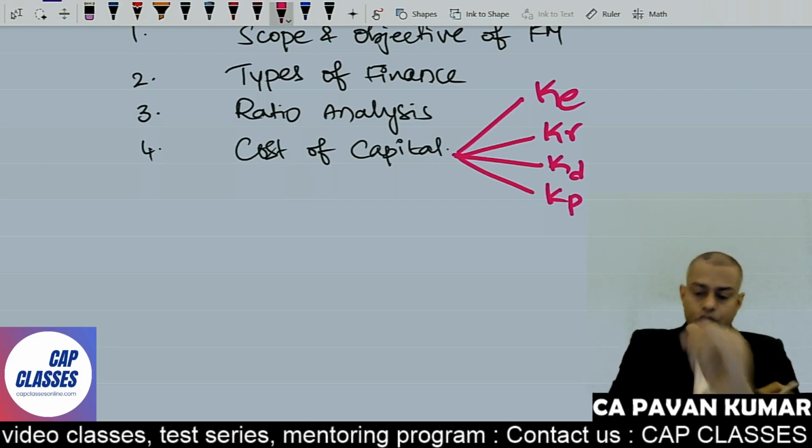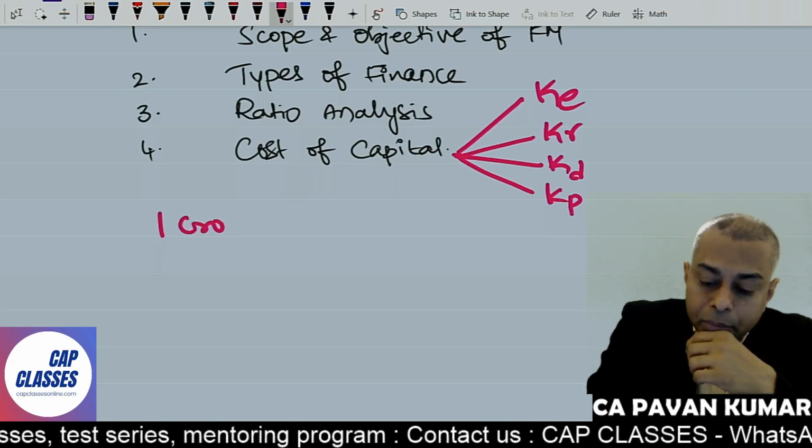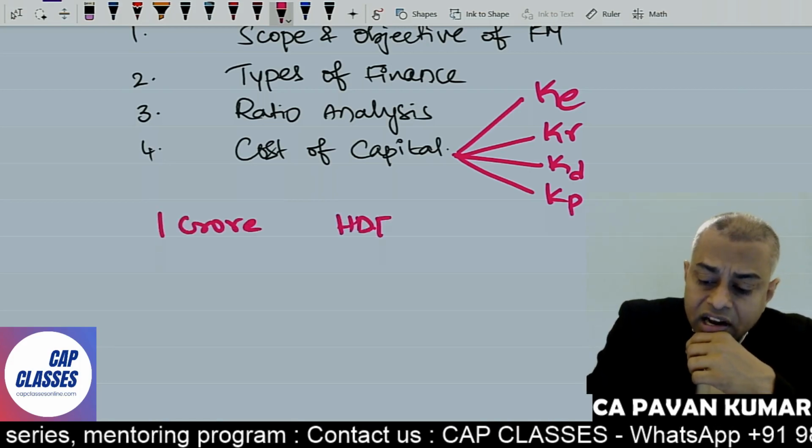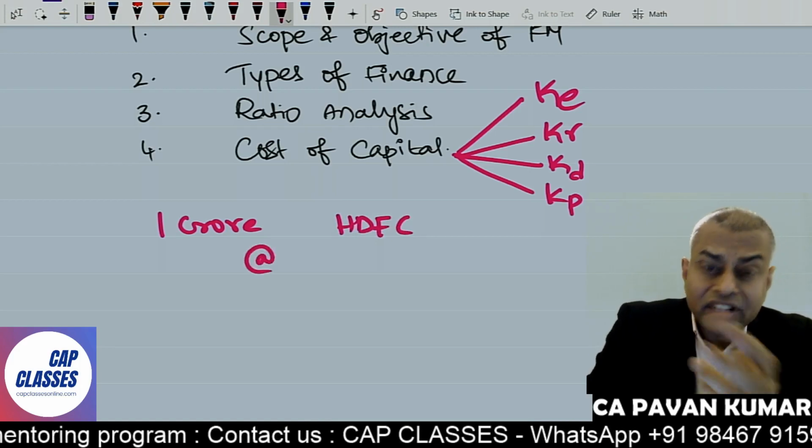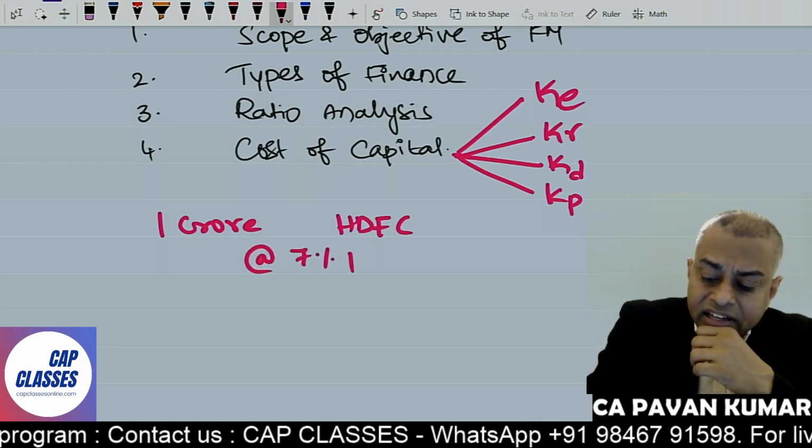Now just imagine you have 1 crore rupees in a bank account in HDFC and you have deposited that in a fixed deposit which gives you, say, 7% interest per annum.